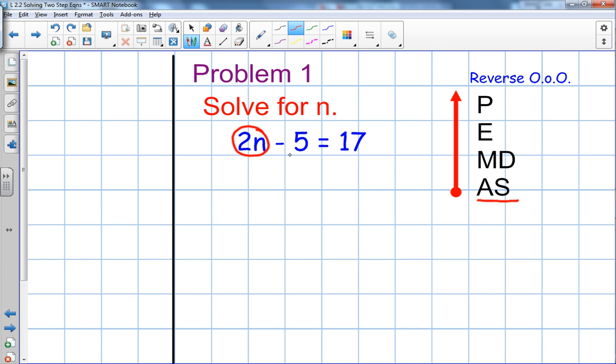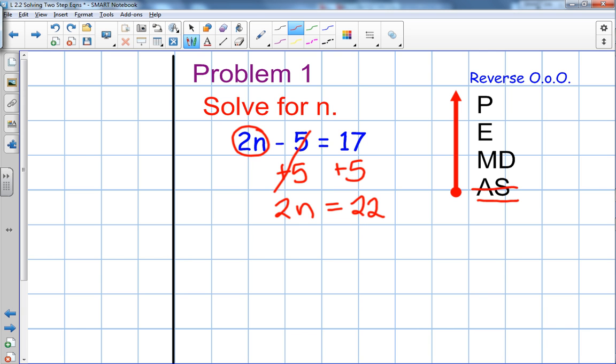And the answer is yes. I'm subtracting 5, so I do the opposite by adding 5. And what I do to one side, I have to do to the other side. Minus 5 and plus 5 cancel each other out. I'm left with 2n, or 2 times n, equals 17 plus 5 is 22.